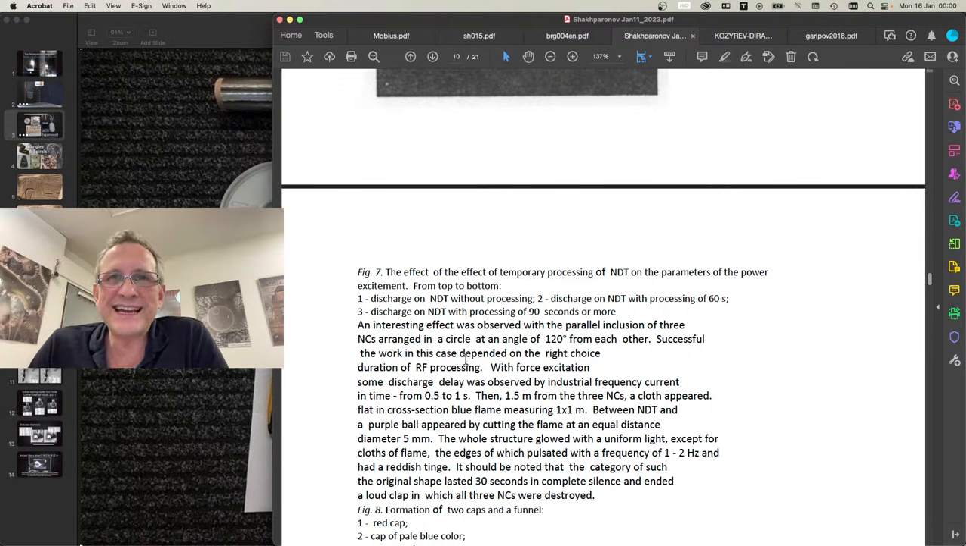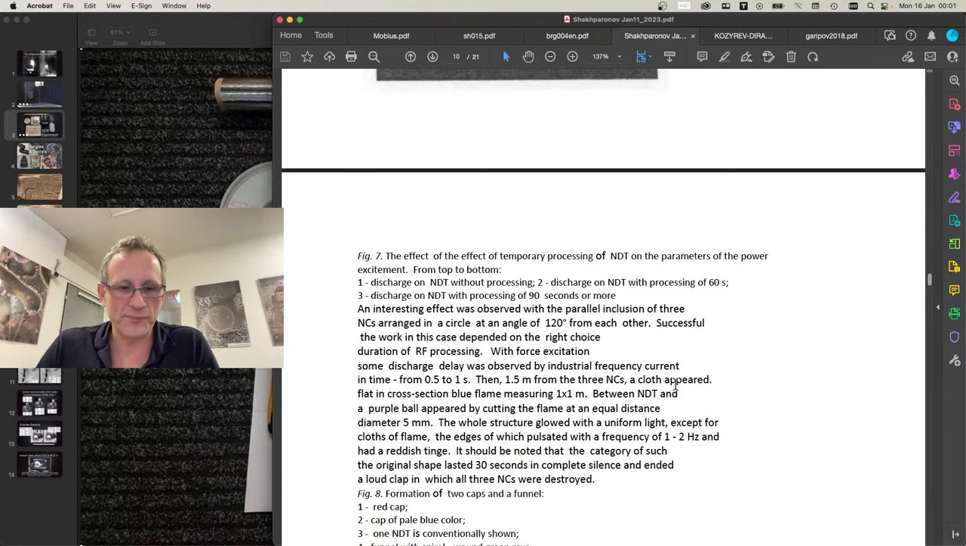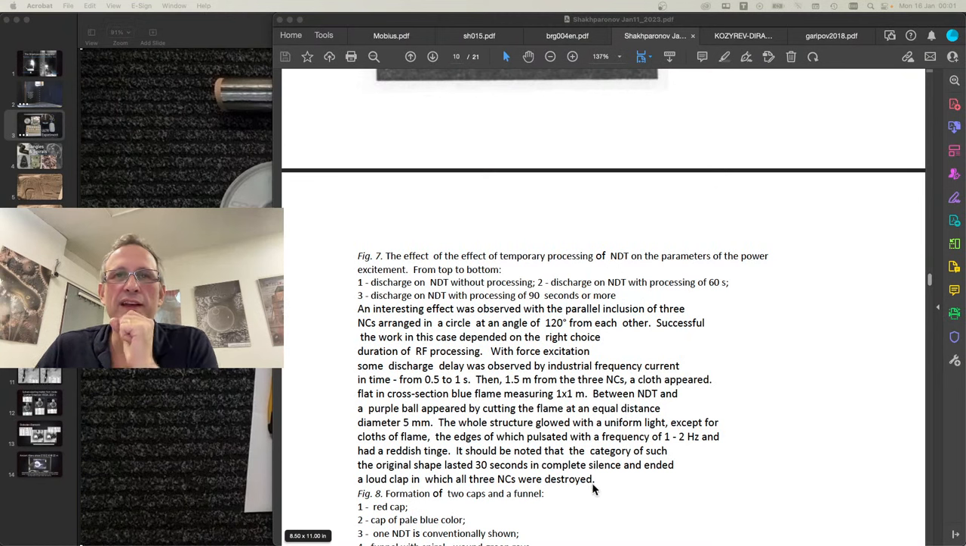Success in this work, in this case, depended on the right choice of radio frequency processing. So, in this case, if these are producing toroids, and you produce one here and one here and one here, you end up with a toroid of toroids. Okay, it's very interesting the kind of effects that they observed with these kinds of setups.